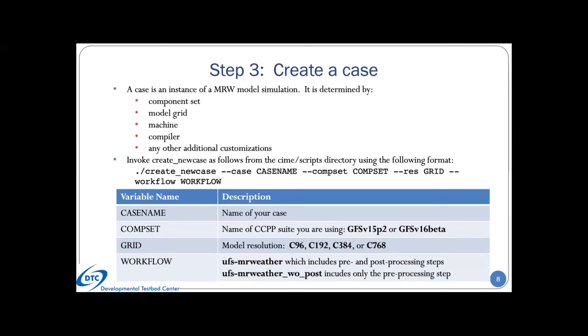There are two workflow choices for the medium range weather, one that includes both pre and post processing steps, and another one that just includes the pre-processing and model step, so it skips the post. So if you don't have any need to run the post processor to generate GRIB, you could select that workflow. So this is the concept of a SEAM case. If you change anything in the case, you'll need to rebuild the case, and that's where the source code compile step would have to happen. As you'll notice, the date and time isn't listed here, so you can change the date and time of the case you want to run and not need to rebuild. But if you want to change physics or change resolution, you do need to rebuild.